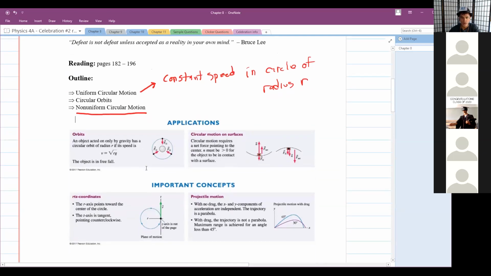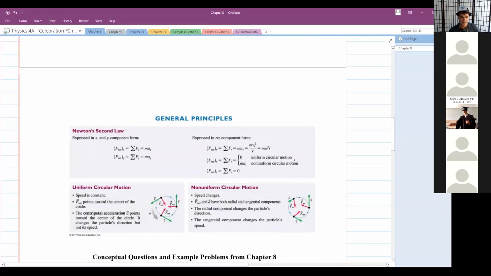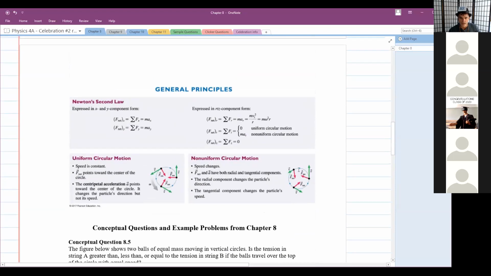Some of the big equations from this chapter. First, let's talk about things you don't need to worry about. I did not go through this whole RTZ coordinate system. You don't need to worry about that. I didn't really talk about things in orbit, so don't worry about that. Projectile motion, we've covered in other chapters. I didn't really talk about this in terms of chapter 8. And the RTZ stuff, I didn't do that.